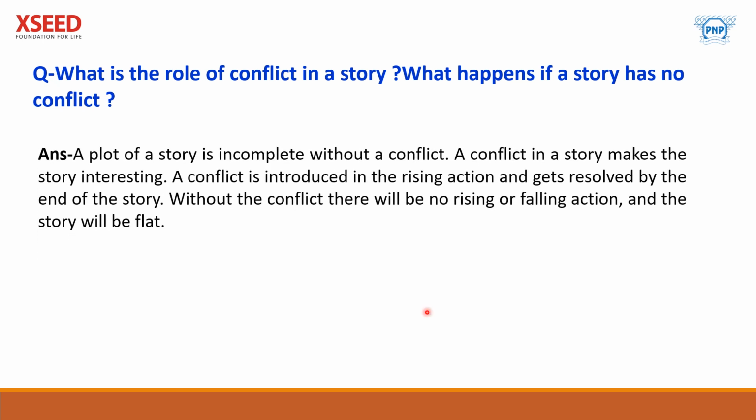Just see here. A plot of a story is incomplete without a conflict. A conflict makes the story very interesting. A conflict is introduced in the rising action and gets resolved by the end of the story. Without the conflict, there will be no rising or falling action. If there won't be any interesting point in the story, what will be the use of rising or falling action? The story will be flat. Nobody would like to listen to such a story.